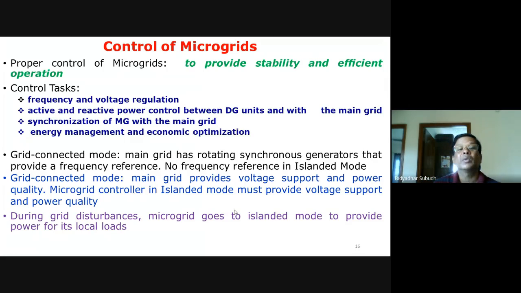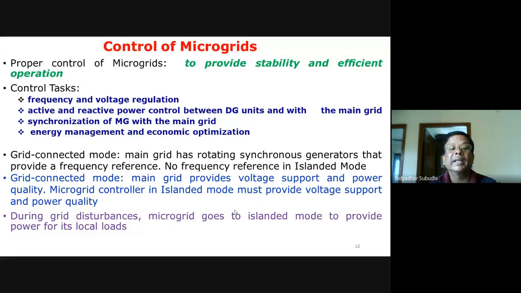Now let's look at the control problem of microgrids. Therefore, with proper control of the microgrid, we need to provide stability and efficient operation. We need to regulate the frequency and voltage of each DG, distributed generation source, in the microgrid to their nominal values. And then the active and reactive power control between the DG units and the main grid is also accomplished by a suitable design of a control. And synchronization of the microgrid with the main grid is another control challenge. And energy management and economic optimization of the microgrid.